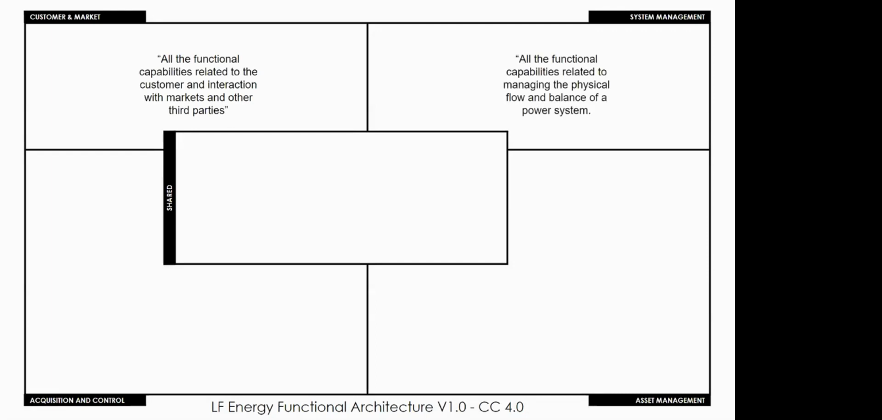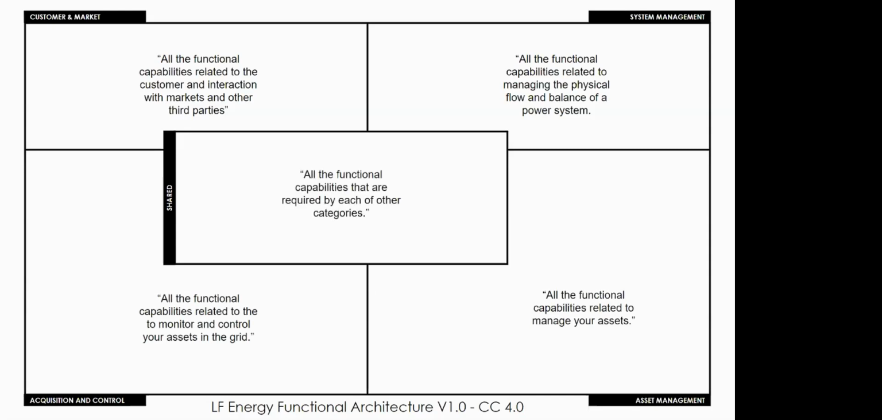In the top right corner, we have system management. That contains all functional capabilities relating to managing the physical flow and balance of the power system. In the bottom right corner, we have asset management with all functional capabilities related to managing your assets. In the bottom left corner, we have acquisition and control with all functional capabilities related to monitoring and control of your assets in your grid. And in the middle, we have a special category named shared.